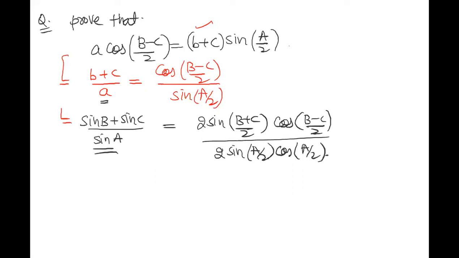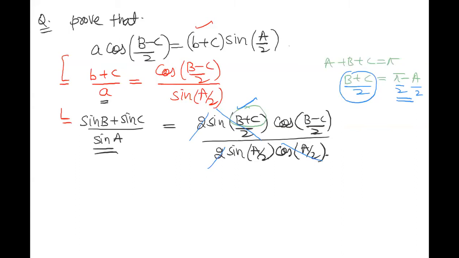Since we know that a plus b plus c is pi, b plus c I can write as pi minus a, so (b plus c) by 2 I can write as pi by 2 minus a by 2. Sine of (b plus c) by 2 I can write as cos a by 2. So this cos a by 2 and that cos a by 2 cancel, and the 2 and 2 also cancel. We are left with only cos of (b minus c) by 2 divided by sine a by 2. This only we have to prove, so hence proved. This is the answer.